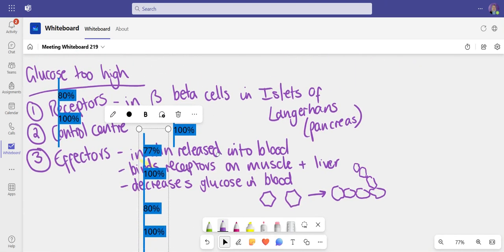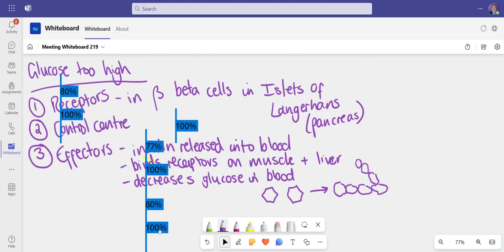What's it doing? Oh dear. Don't know what it's doing anyway.